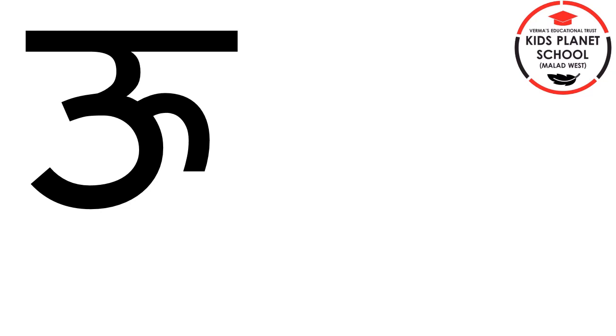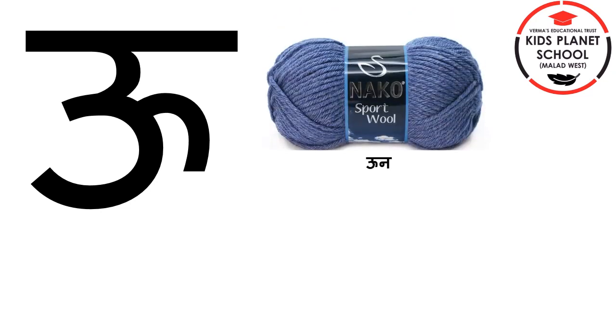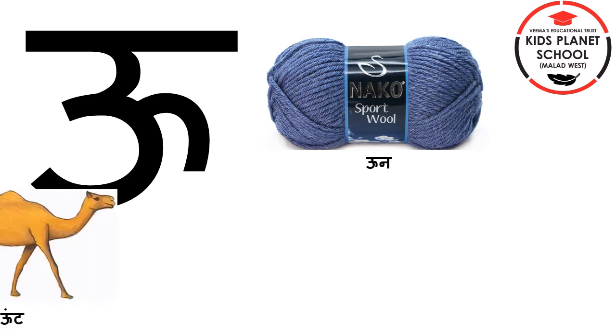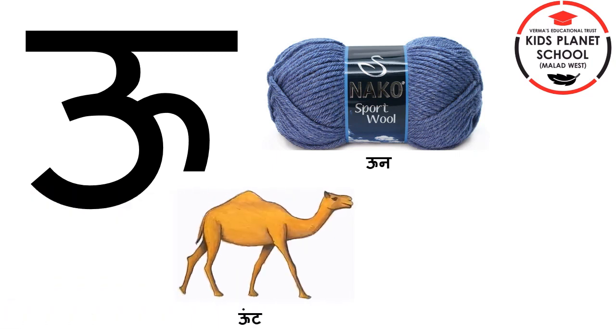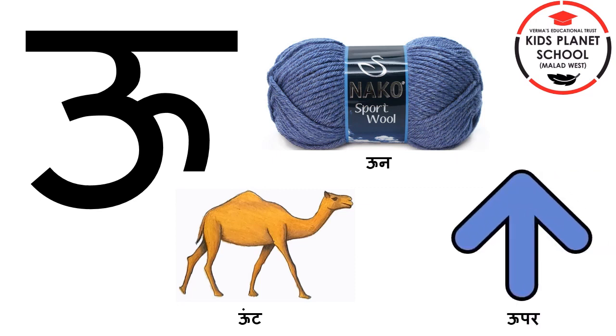Which letter is this, children? Oo. Repeat again. Oo. Oo say oon. Oo say oont. Oo say ooper.